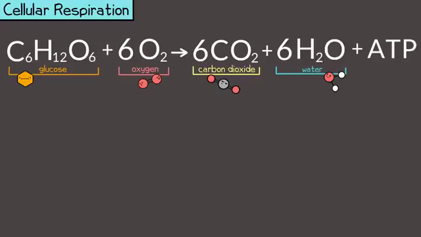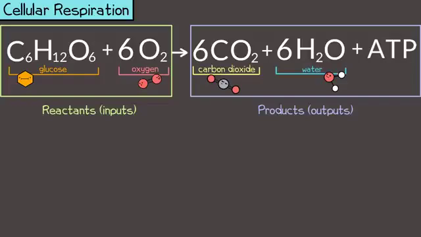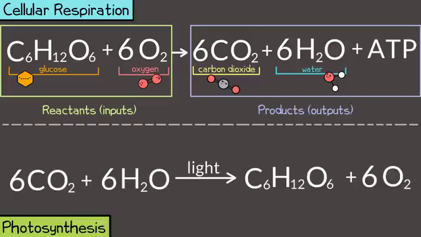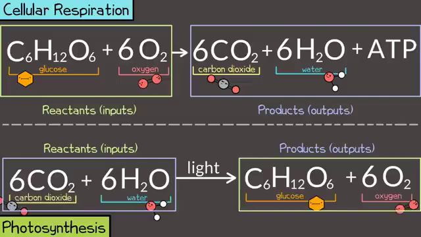Okay, here's the overall look at the equation for aerobic cellular respiration. Remember that reactants, inputs, are on the left side of the arrow, and products, outputs, are on the right side of the arrow. This equation, by the way, looks remarkably similar to photosynthesis. Look at how the reactants and products are on different sides. While that doesn't mean they're simply opposites, it does show that they have substances in common.